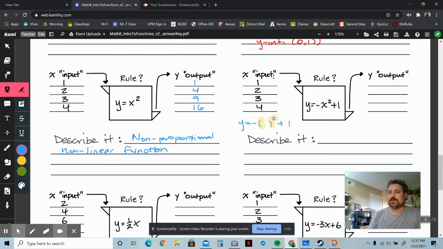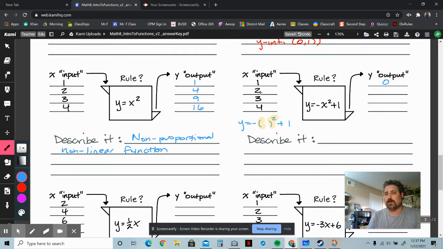Let's fill it out. So what's 1 squared? 1. What's the opposite of that? Negative 1. What's negative 1 plus 1? That would be 0. And then what's 2 squared? 4. What's the opposite of 4? Negative 4. What's negative 4 plus 1? Negative 3. What's 3 squared? 9. What's the opposite of 9? Negative 9. Negative 9 plus 1? Negative 8. What's 4 squared? 16. What's the opposite of 16? Negative 16. Negative 16 plus 1? Negative 15. And so that would be how you would plug into this particular one. It would be 0, negative 3, negative 8, and then negative 15.